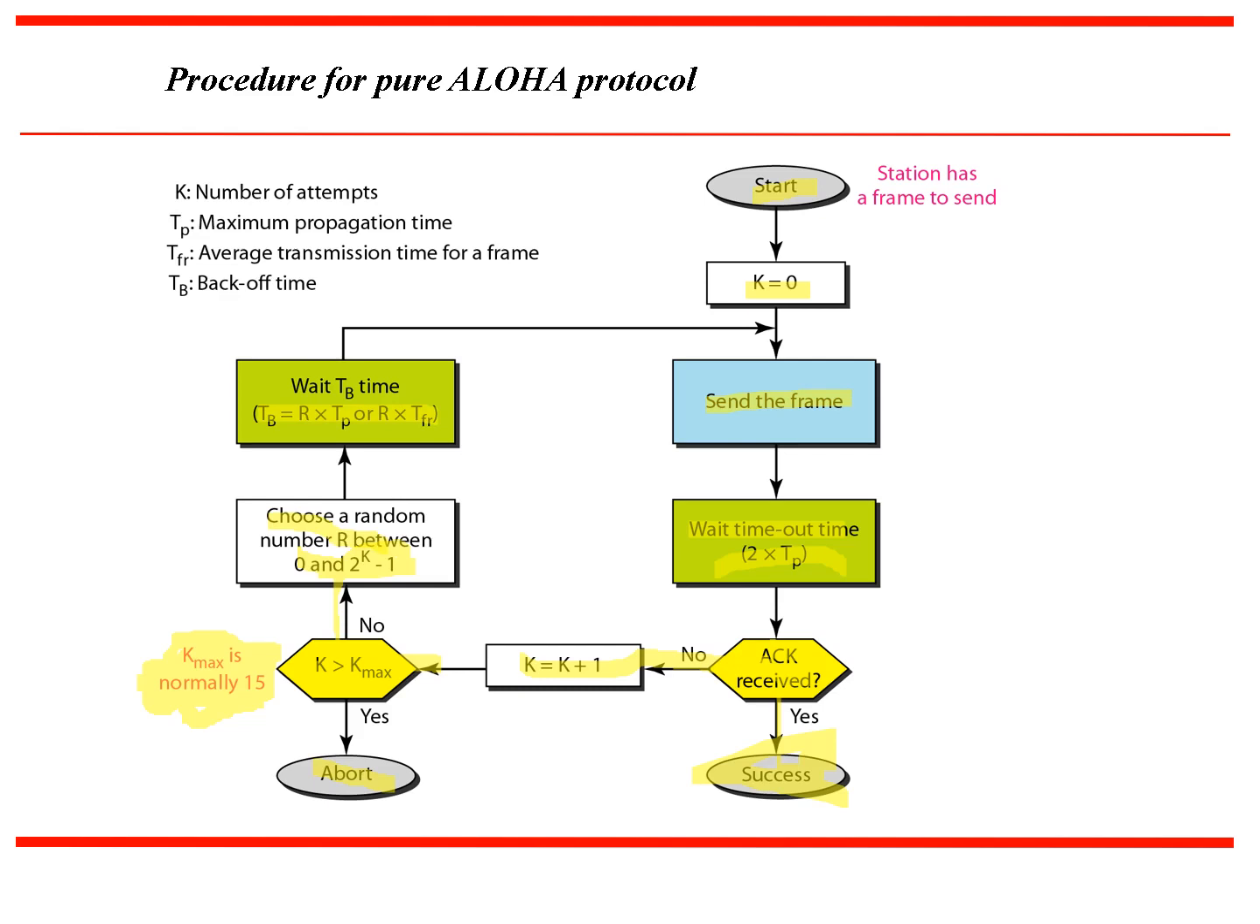This is the new calculation of TB. TB is equal to R times TP, or R times TFR. TP means propagation time, and TFR means average transmission time for a frame. Either of these two can be set as the value for TB.